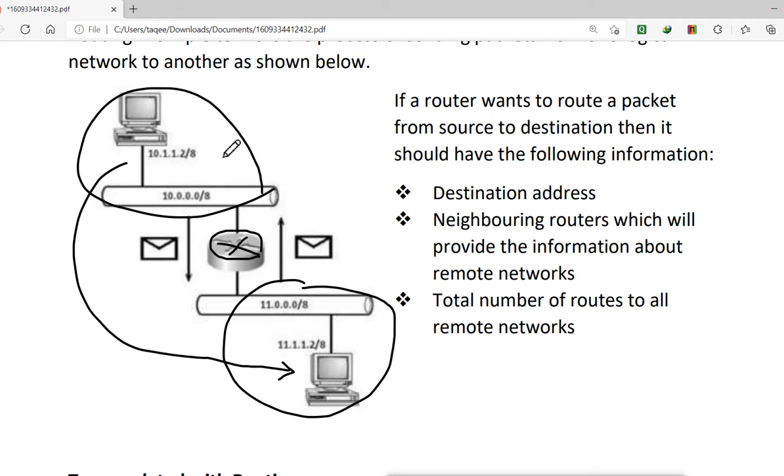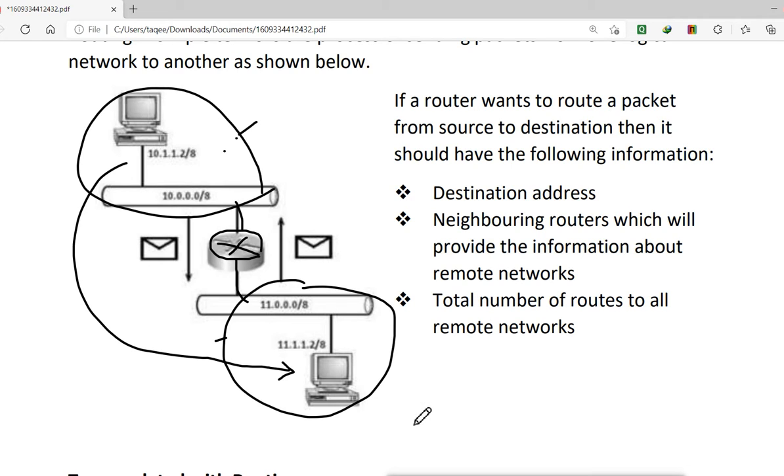This is your network 10, and if you want to go out of this network, you have to go through this gateway. And this is your network 11, and if you want to go out of this network also, you have to go through this gateway. So the router sits on the gateway and connects to two different networks. Now it can make more decisions. It can find the path to multiple other networks, and that is called routing.